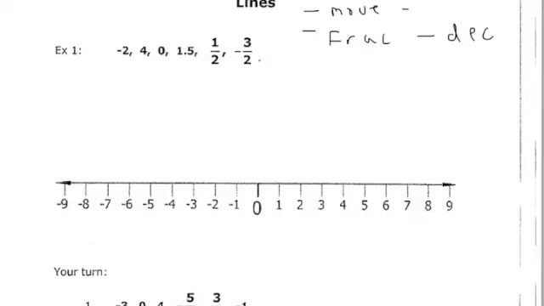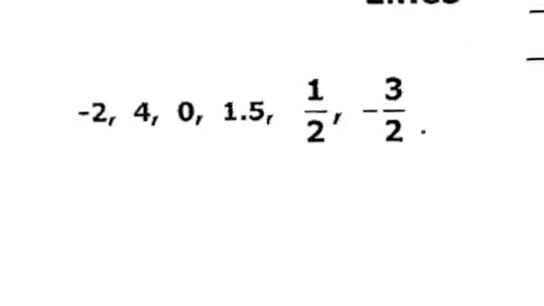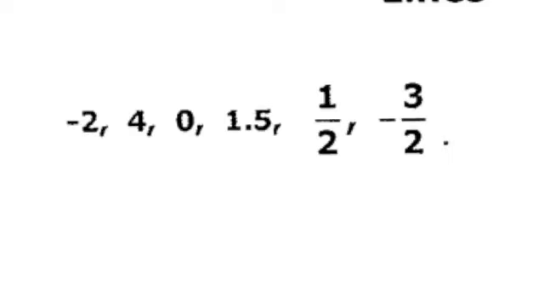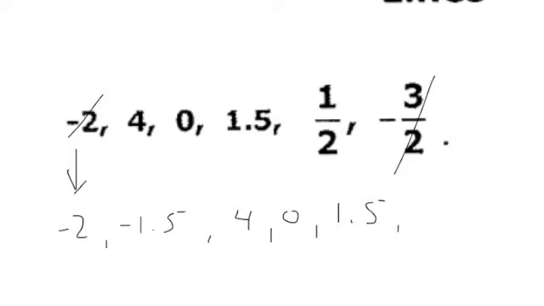Okay, so let's go ahead and take a look at this first example. All right, so we're going to go ahead and convert these numbers. Negative 2 is obviously negative 2. We're going to take our negative 3/2, so we're going to move him over here. Negative 3/2 into a decimal is negative 1.5. Then we got 4, we got 0, got 1.5, and we got 1/2, which is also known as 0.5.